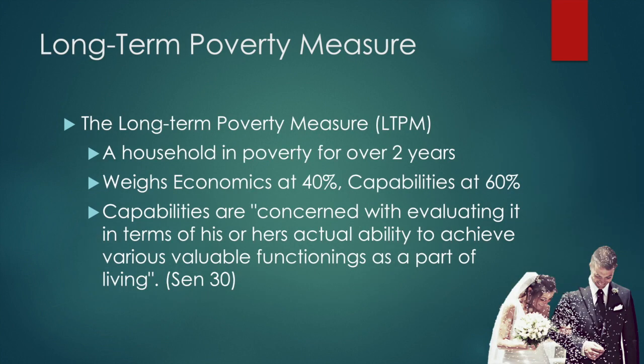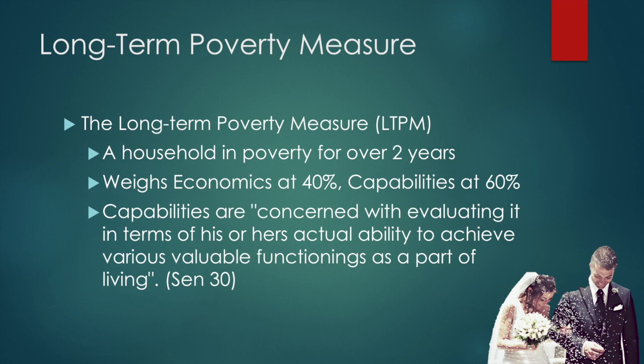The LTPM includes those in poverty for more than 2 years. The rating will weigh economic factors at 40% and capabilities at 60%. This is because of the tendency of long-term poverty to be rooted in capability deprivation. The LTPM also includes those dipping in and out of poverty continually for 2 years, as long as they were in poverty for the majority of the 2 years.